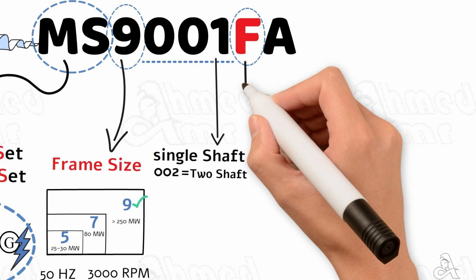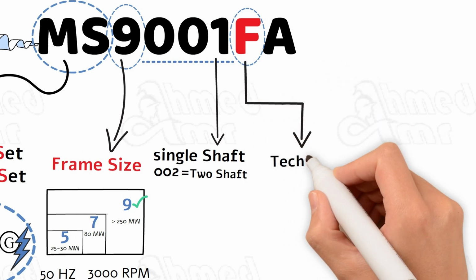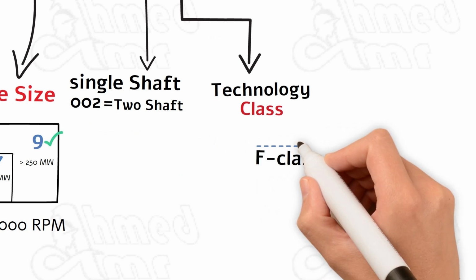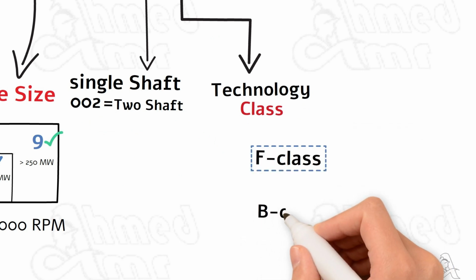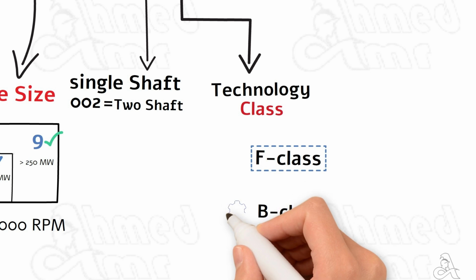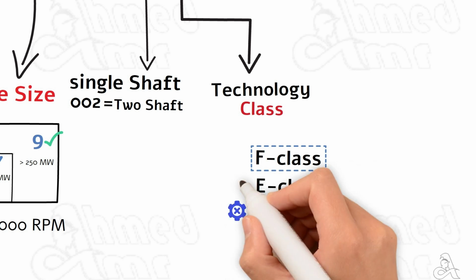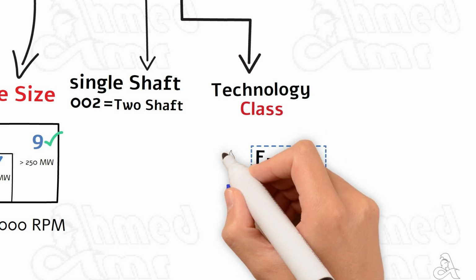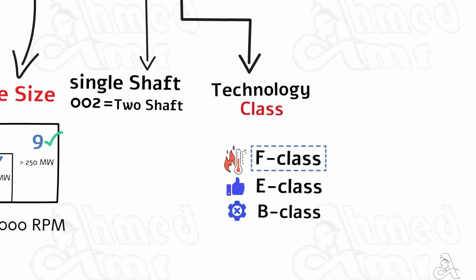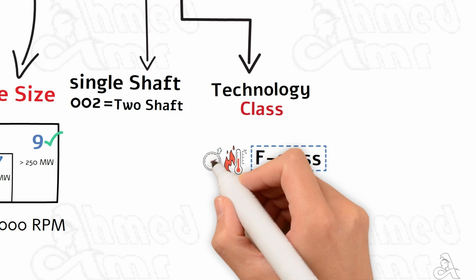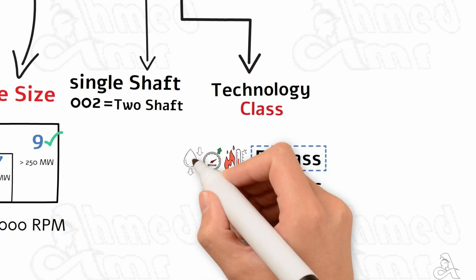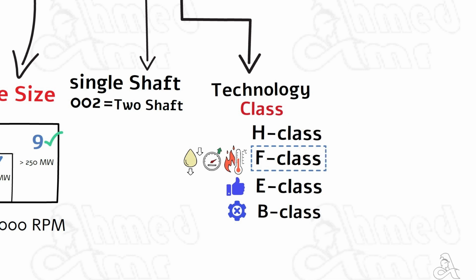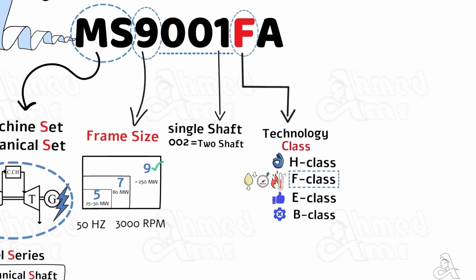Now let's talk about the letter F. This shows the technology class or generation, so this turbine belongs to the F-class gas turbines. Before the F-class, GE had B-class, very old tech, E-class, better efficiency and higher firing temperatures, but still below F-class. The F-class was a major upgrade. GE designed it to run at higher firing temperatures, achieve better efficiency, and use less fuel. After the F-class came the H-class, which uses more advanced cooling and the highest efficiency levels.